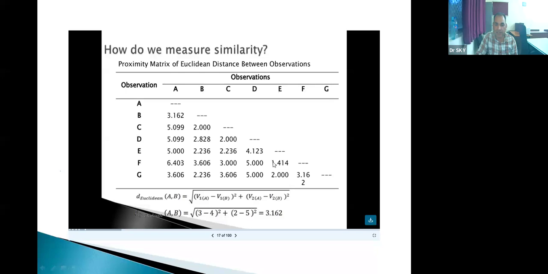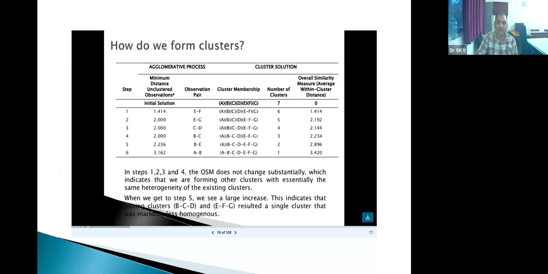The larger distance in comparison to this 1.4 is the second largest one, and the smallest is this one, 2. So we can add B to C having distance 2, and C to D. So this way we can add both. See here, these having 2 distance, C to D and E to G. These 2 clusters are added. So this way B to C, this way we add.